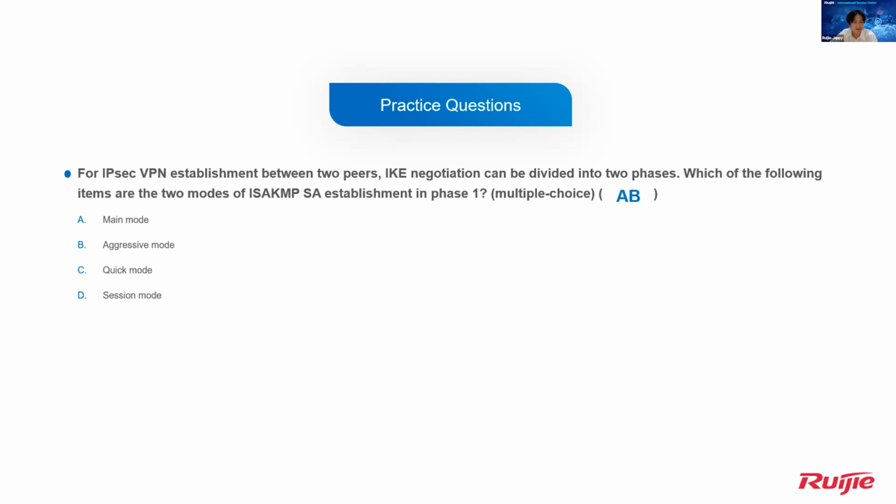A and B. In phase one, we have aggressive mode and main mode. And for phase two, we have only one mode, the quick mode. This is all supported for the ISAKMP SA.